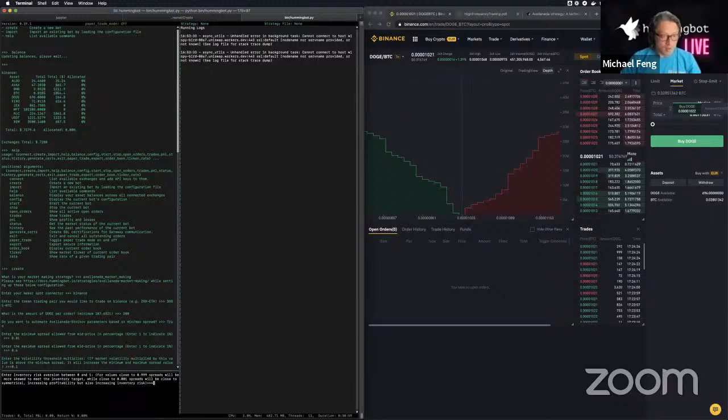Okay, so the next question is, enter the inventory risk aversion between 0 and 1. So basically this is controlling how quickly I get to my inventory target, right? Is that right? Yes, this is where the core of the Avellaneda model starts.